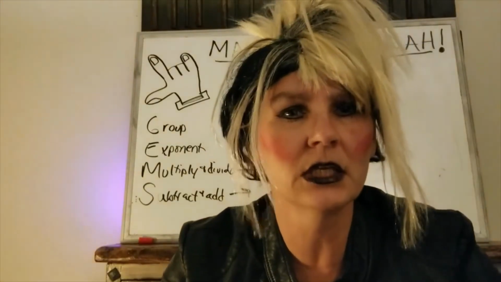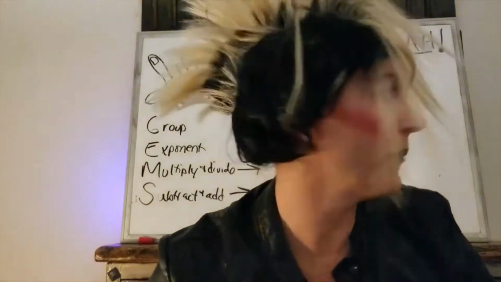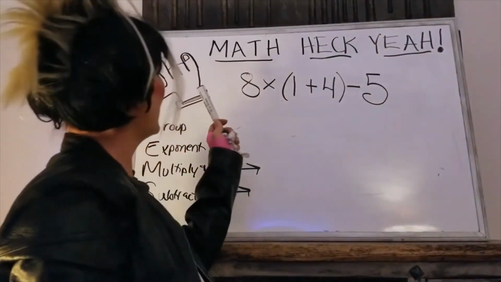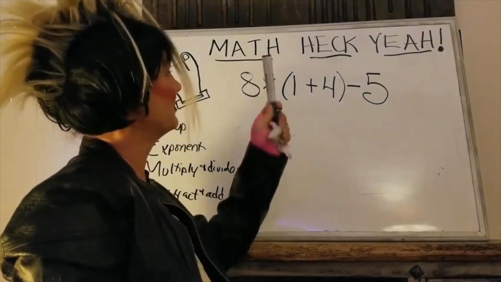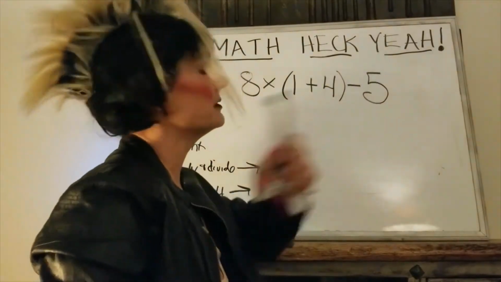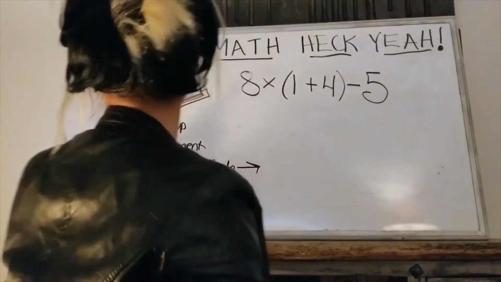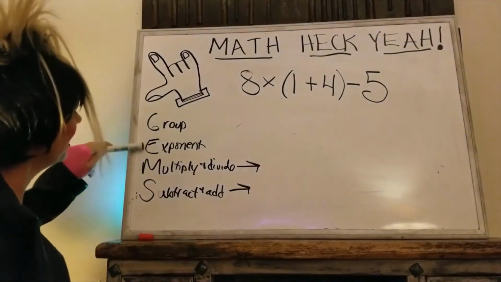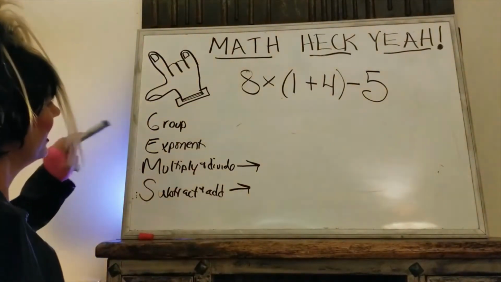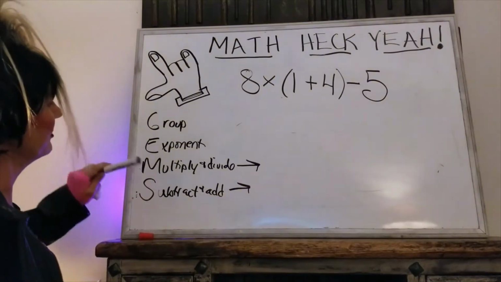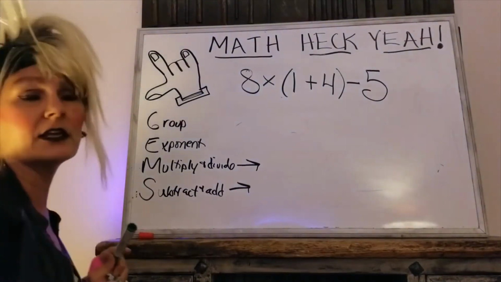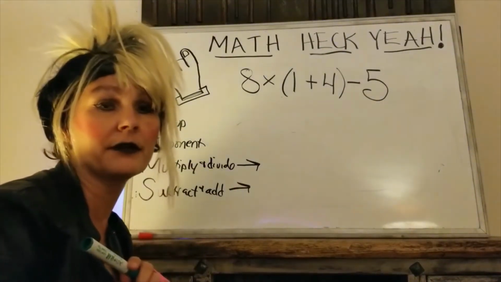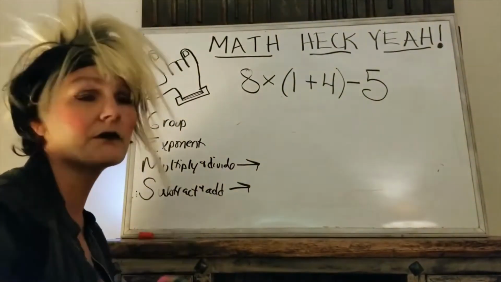Hey guys, I hope you got that right. Let's check it out. We had 8 times parentheses 1 plus 4 parentheses minus 5. We have our GEMS hopefully written down on your paper, G.E.M.S, and that stands for group, exponent, multiply, divide, and subtract or add. That just reminds us what order we go in, right? Because it's hard to remember.